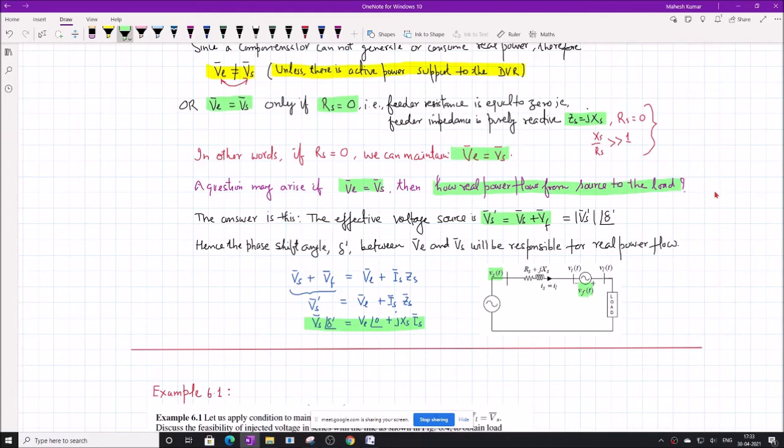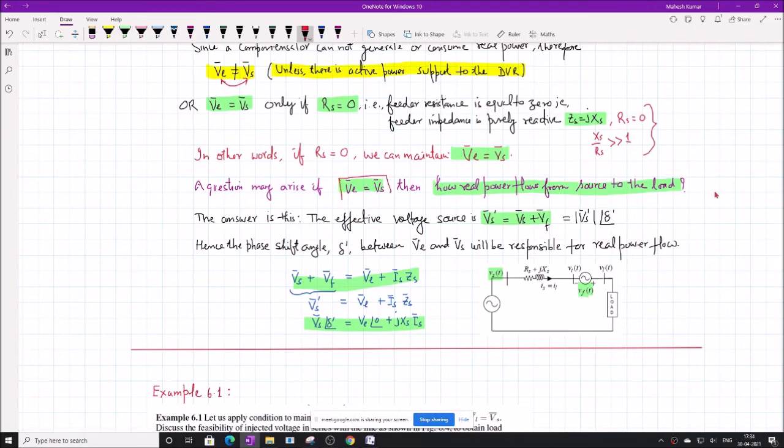Then we can write this equation, and from this equation we can say that the overall phase shift will be there between the Bs and BL. So power still flows, it is still meaningful. The only thing is that the angle of BL is equal to angle of Bs. But this condition is not a very important condition.